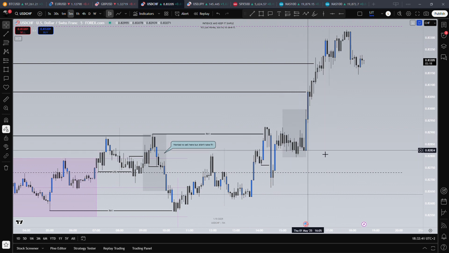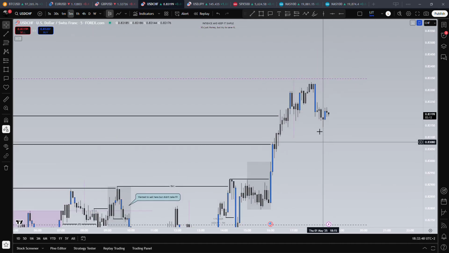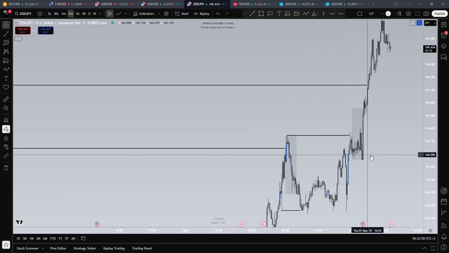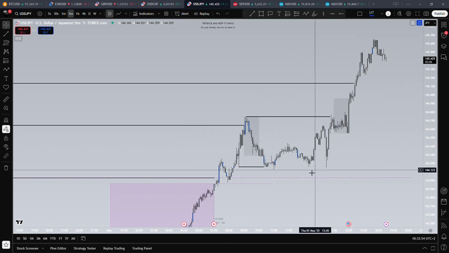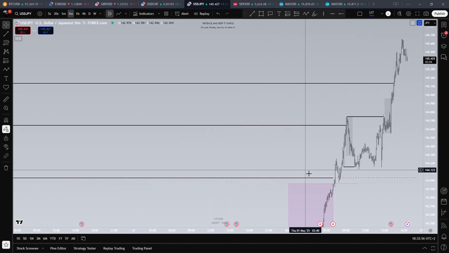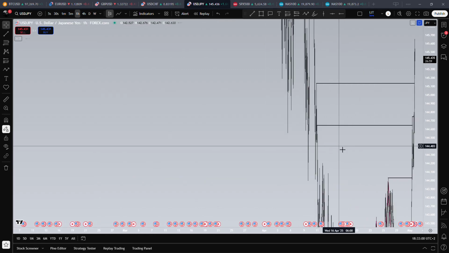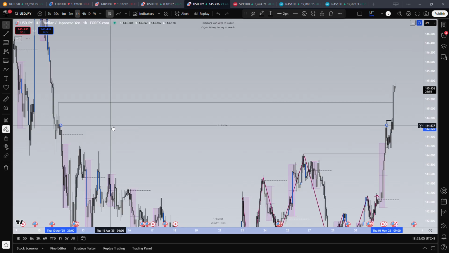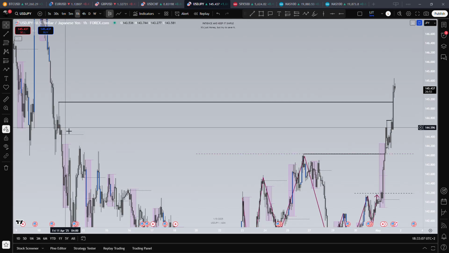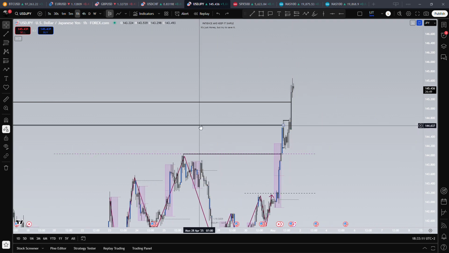Well, here we had the break of structure and it went up. USD JPY, more or less the same. We had nothing. Here we had this break of structure down. I want to see. Not really anything relevant. M5 relevant liquidity here, but nothing relevant.